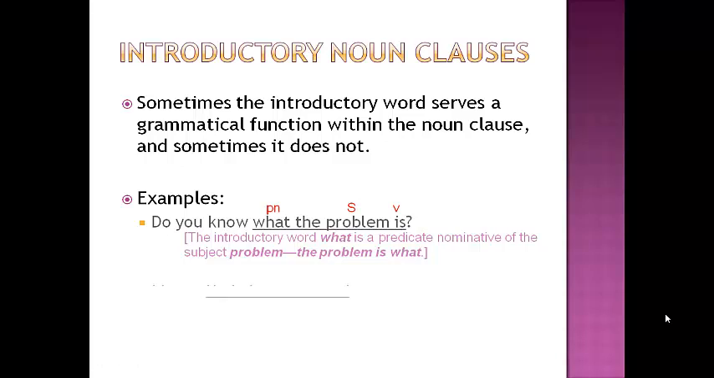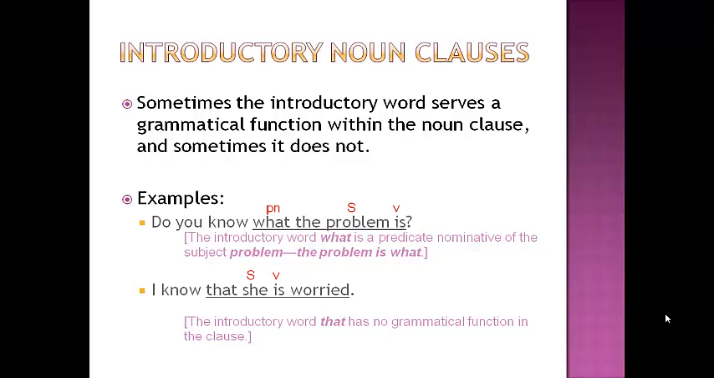But let's look at the second example. I know that she's worried. Well, now in this case, she is my subject, is is my verb, my predicate adjective is worried, and our introductory word that has no grammatical function within the sentence. So to determine if your word has a function within the sentence, you need to really analyze your sentence and look at the parts of speech.